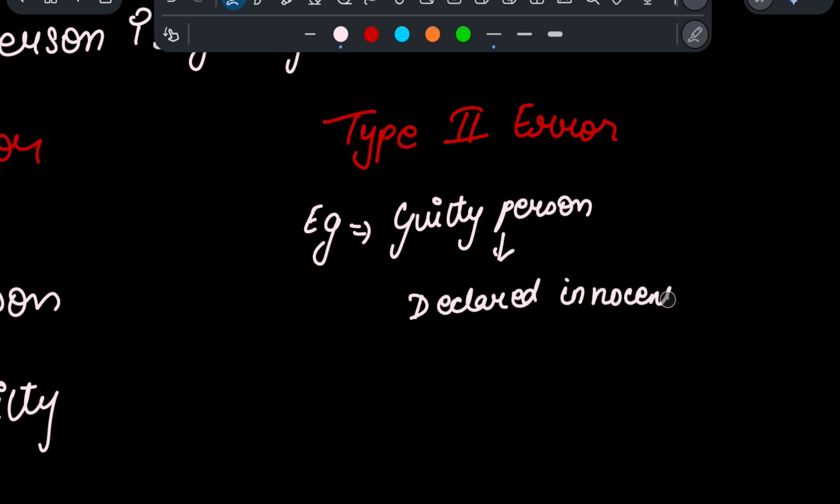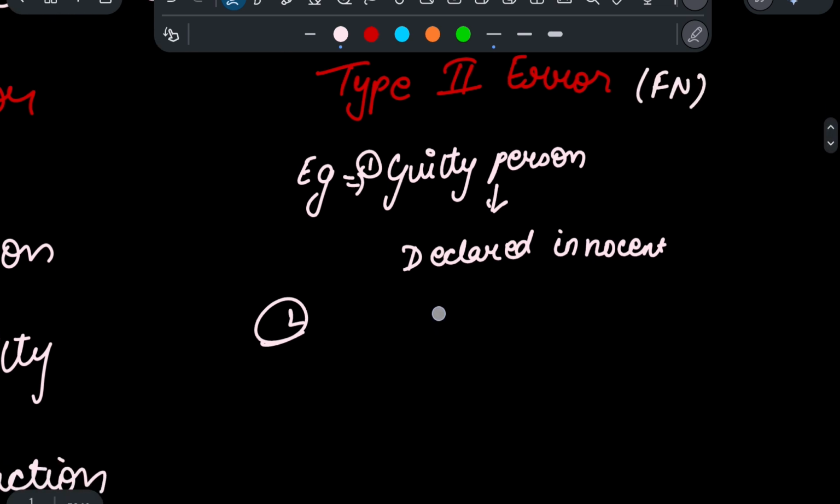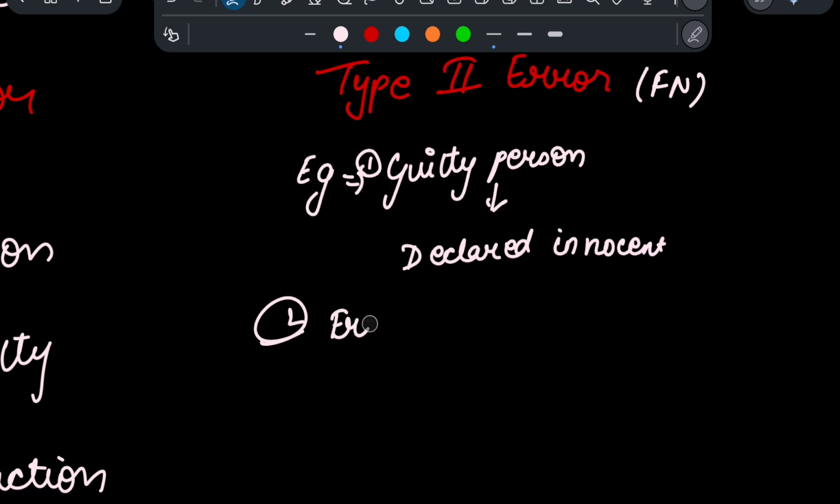Now let's take another example of the type 2 error. By the way, the type 2 error is known as a false negative. The second example of a type 2 error is that a fraud transaction is marked as normal. It's really dangerous, right?